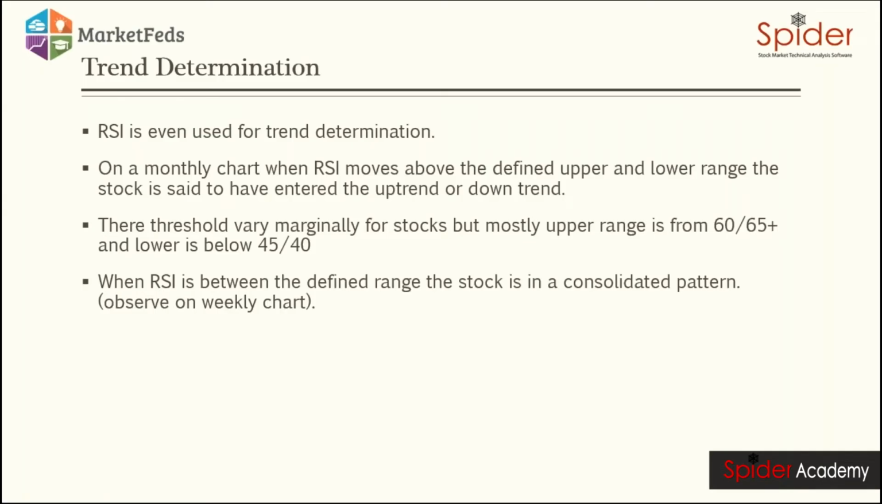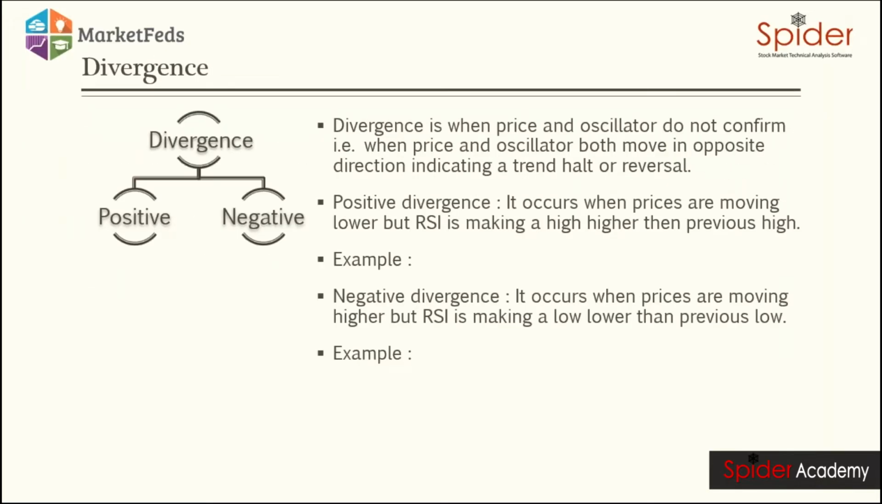Now let's go on to divergences. The other way of analyzing RSI is by way of divergence. Divergence is when price and oscillator do not conform. It is when your prices are moving up but your oscillator is not, or else your prices are moving down but your oscillator is moving up. So we talk about two types of divergences over here.